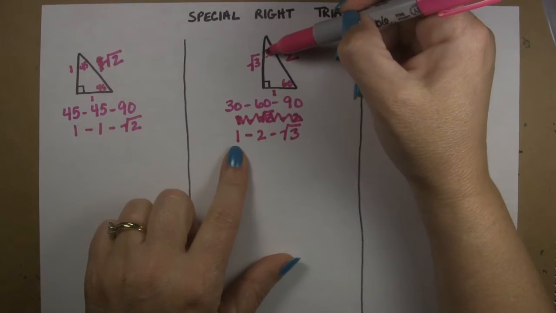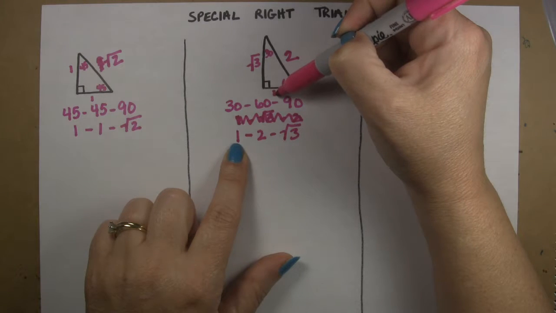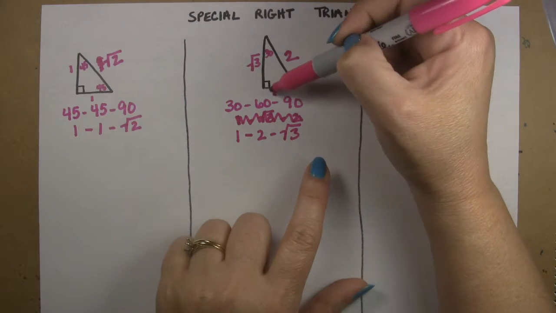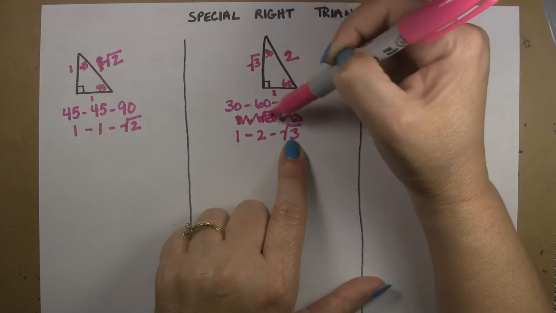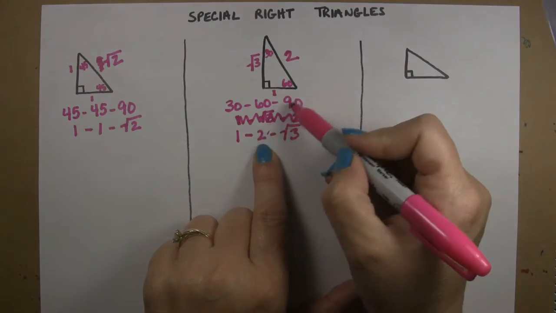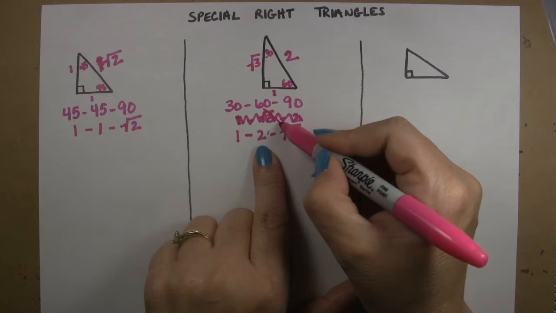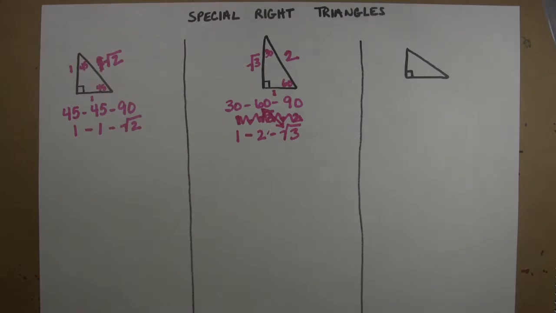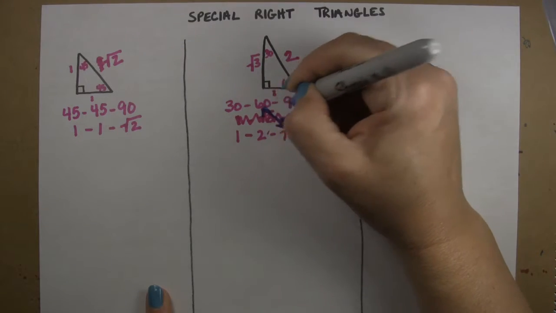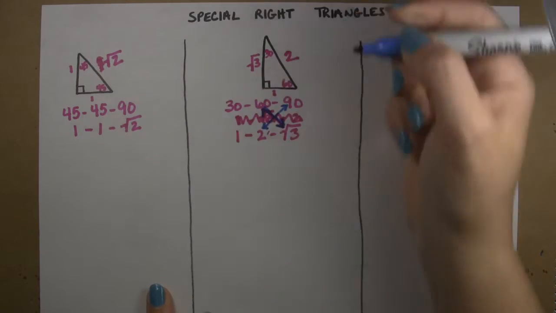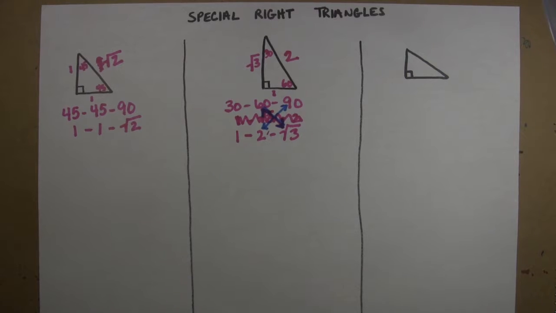But notice that the 30 is across from the 1. The 60 is across from the root 3, and the 2 is across from the 90. So that's a little goofy here. Here, let me get a different color for you. This is a little goofy, but nevertheless, that's what we call it. We call it the 1 to 2 to radical 3.